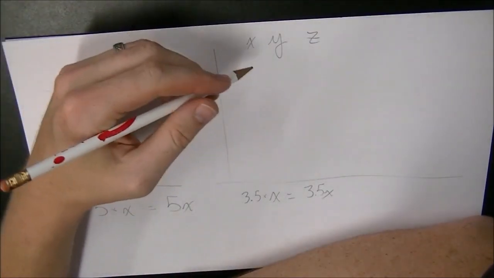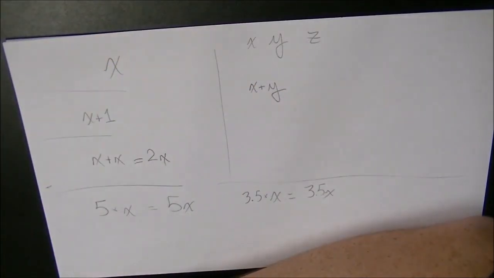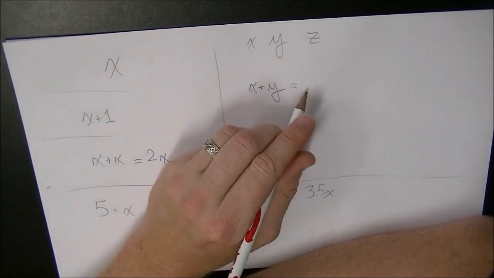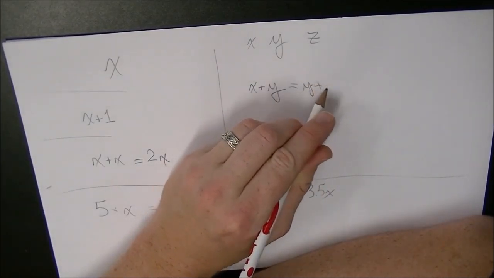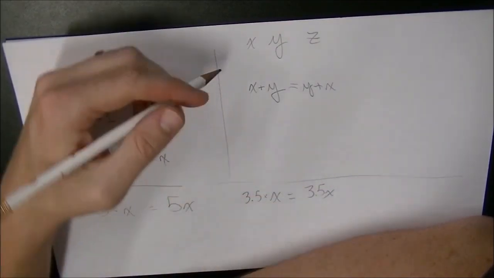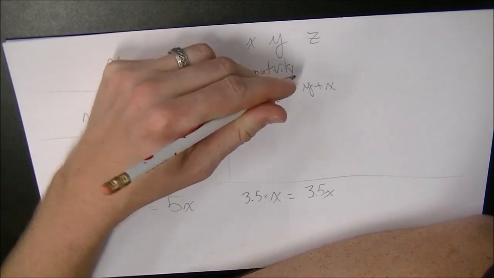Okay, if I'm adding numbers, I could talk about x plus y, and I know that x plus y will be equal to y plus x, no matter what numbers I put in for x and y, right? This is called commutativity. Okay?